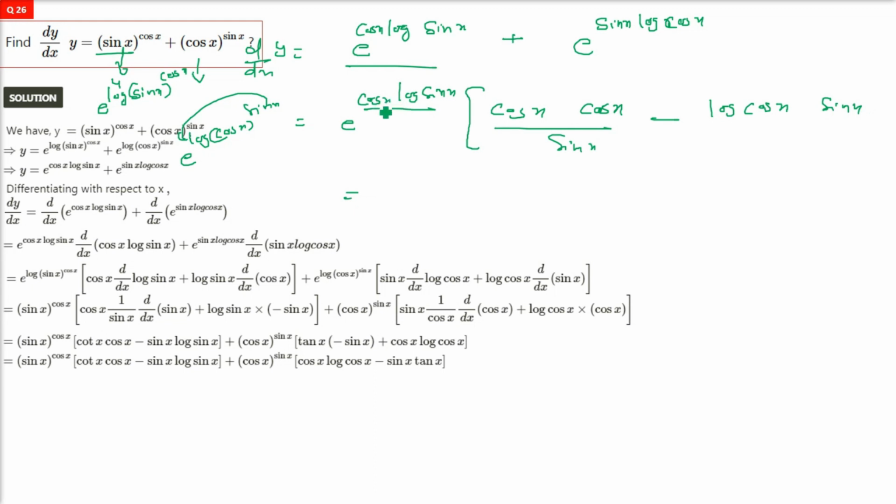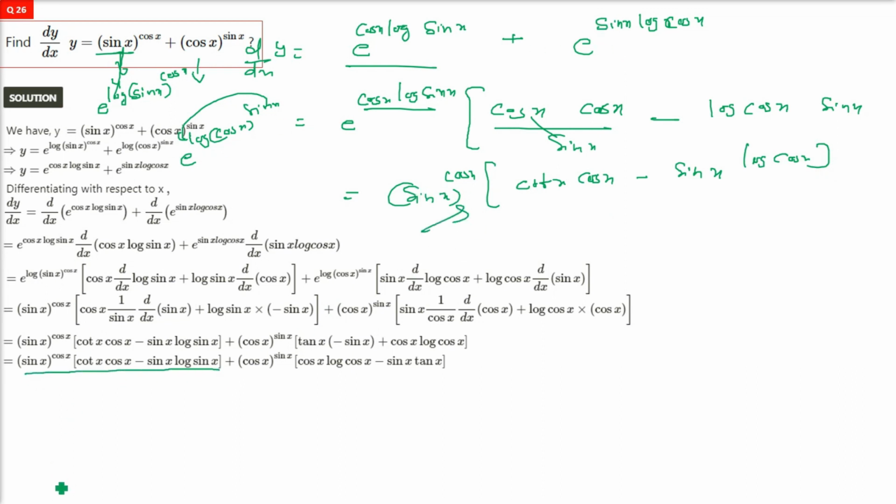Now this e to the power cos x log sin x was what? It was initially sin x to the power cos x only. So you can replace it by sin x to the power cos x. And cos by sin you can write as cot x. This is cos x cot x minus sin x log sin x, taken in front. So this term is the first one.